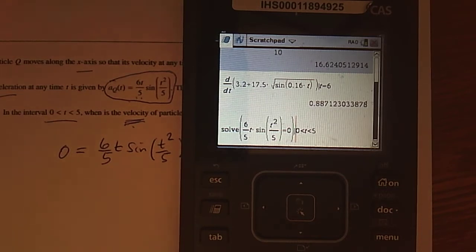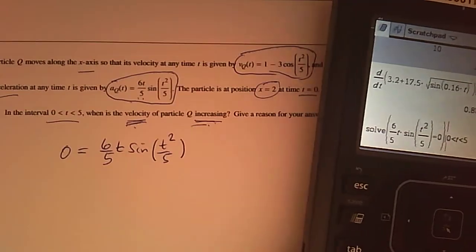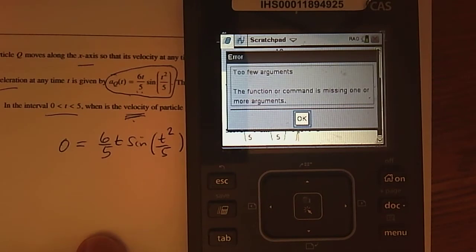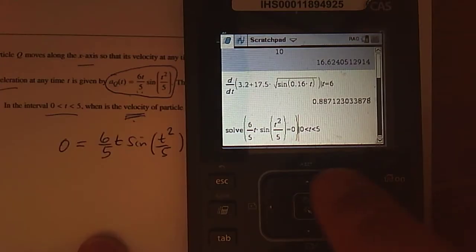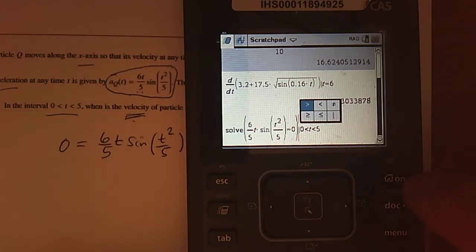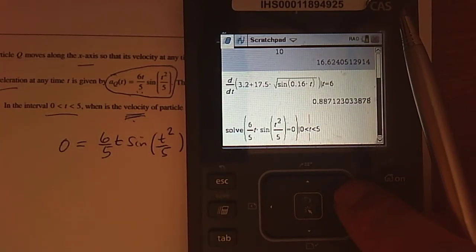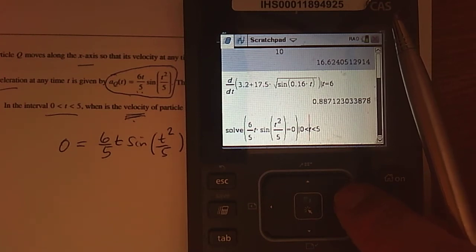So 6 over 5t times sine t squared over 5 equals 0. And we want the answer from 0 to 5. And the function is missing one or more arguments. I think there's parentheses I should be putting around. Or maybe it goes inside.